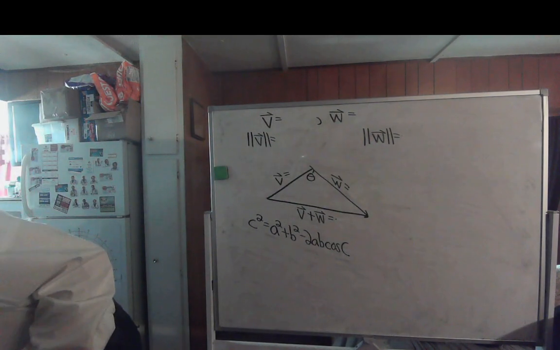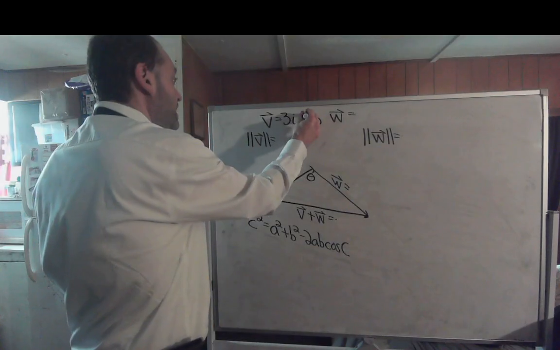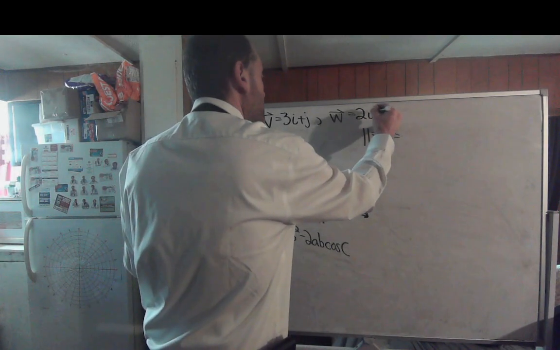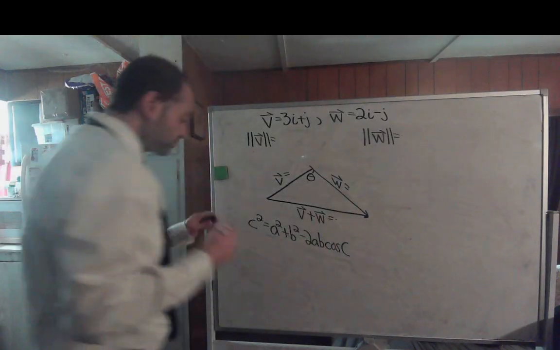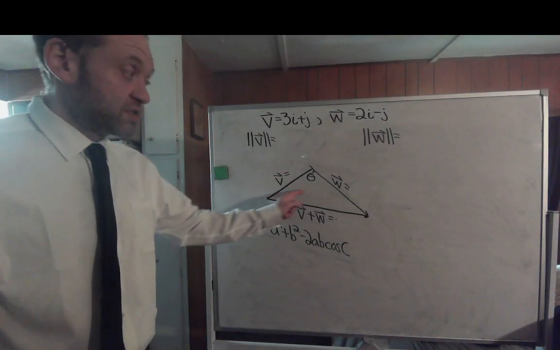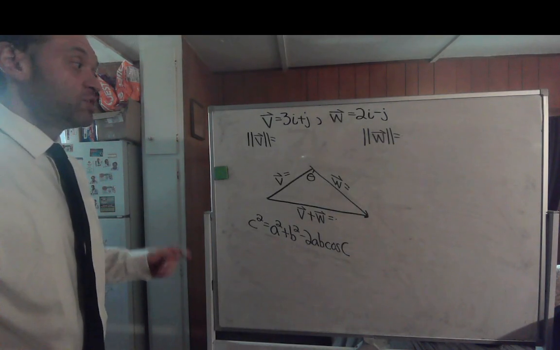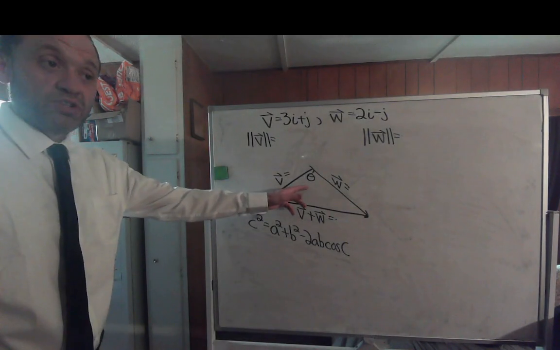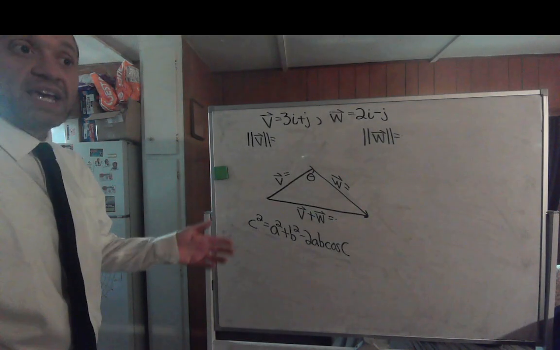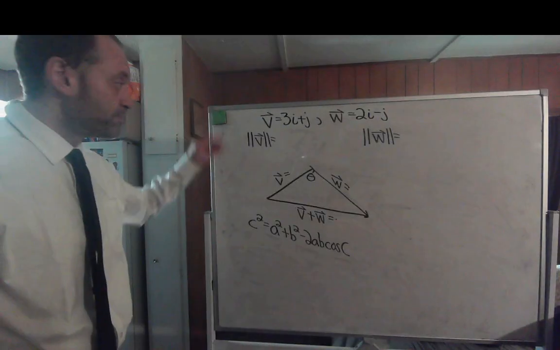Alright, so we're given that vector v is equal to 3i plus j. Vector w is 2i minus j. So we want to find the angle between vectors v and w. So ideally you want to apply the law of cosines to be able to solve for that angle. So we need to find some lengths, which in this case are magnitudes, since we're talking about vectors. Magnitude, length, you could use them interchangeably.